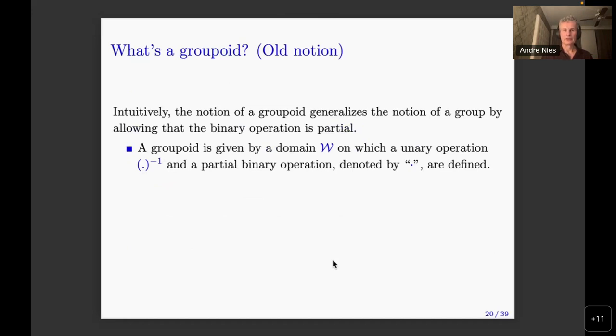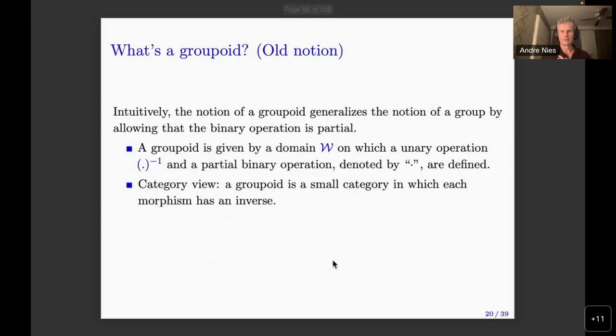So, okay, what's a groupoid? That's an age-old notion. It's actually a small category where every morphism has an inverse, but you can also think of it as a partial group. All the group axioms hold except, well, there's no unique identity, and the operation is simply a partial operation now.